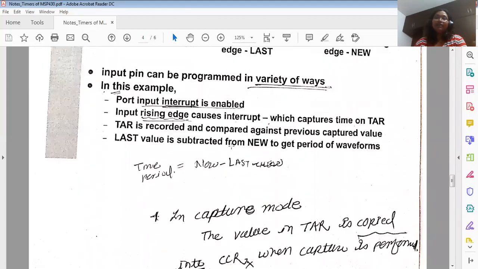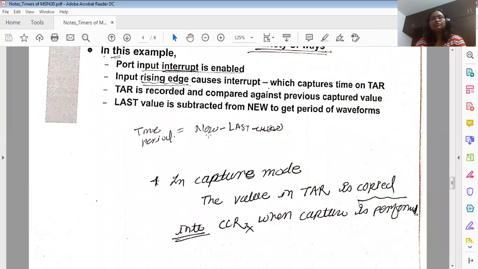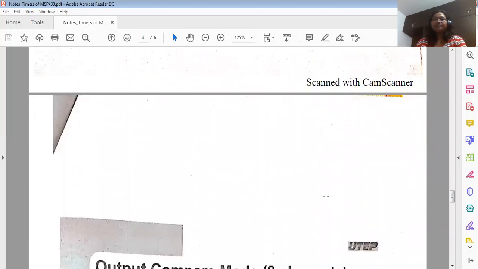Now when you use the capture mode, this CCR is used to copy the contents of the TAR register into the CCR when the event occurs. So CCR basically is used to store the value of TAR when it captures the event.